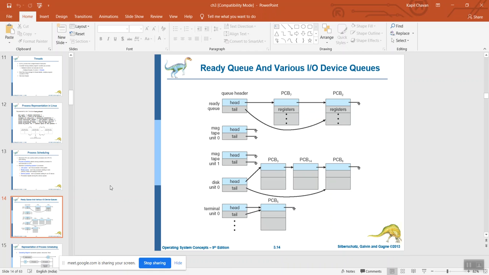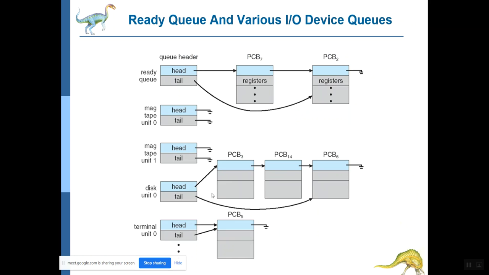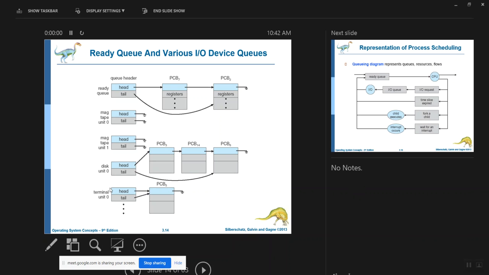In this diagram, the ready queue and the various IO device queues are present. Okay, we will see the meaning of this diagram. First of all, this is simply a linked list structure. In data structures we have seen all these types: stack, queue, linked list, and all these data structures are used in the operating system structure. This is named as the ready queue.